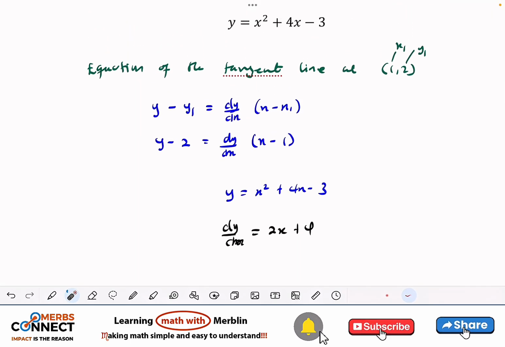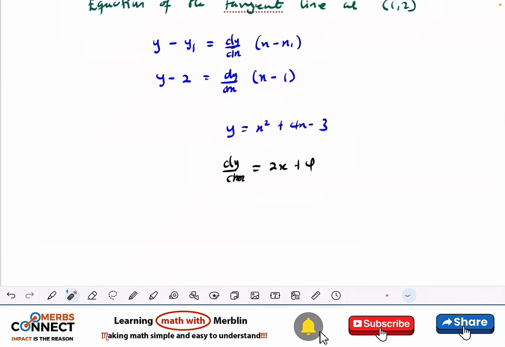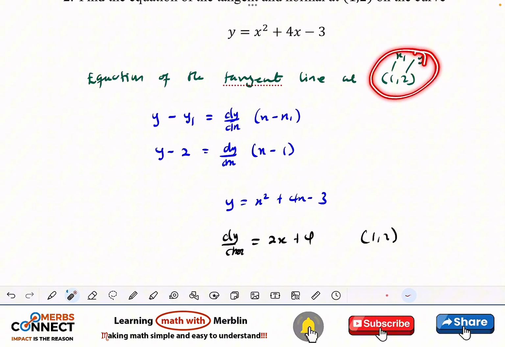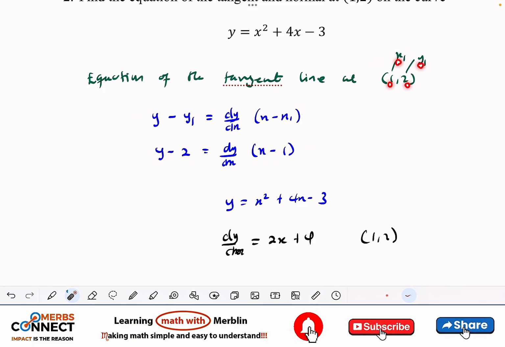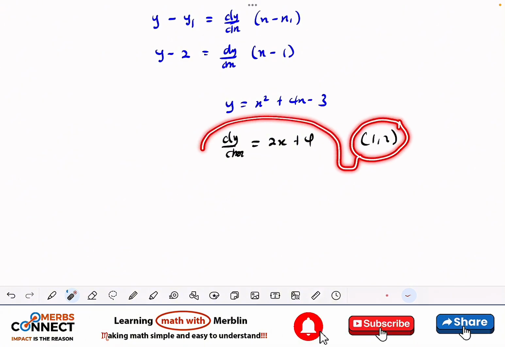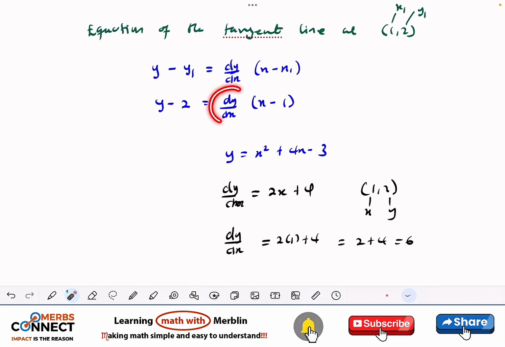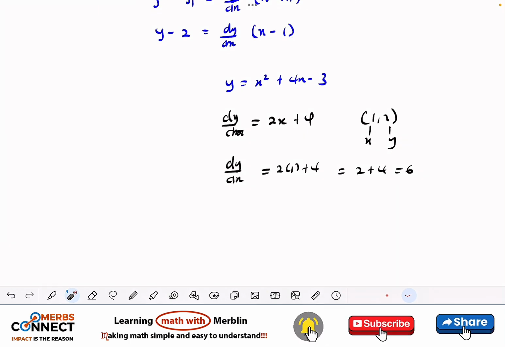Now the point given to us, which is 1 and 2, anytime we are using it in the equation, this and this is x1, y1. But anytime we are using this in the dy over dx, that's the slope. Now this becomes x and this becomes y. So pay attention to that. Since we don't have y, this is going to give us 2 times 1 plus 4, which is 2 plus 4, and 6. So we just need to plug in this here, and then we are done. So basically that is the idea when you are finding this kind of solution.